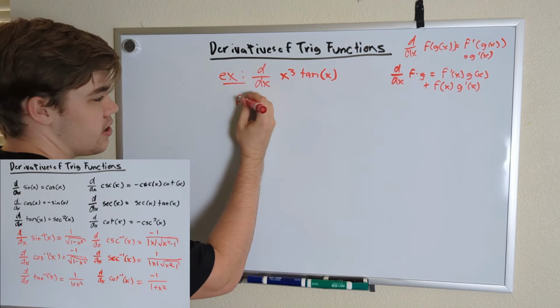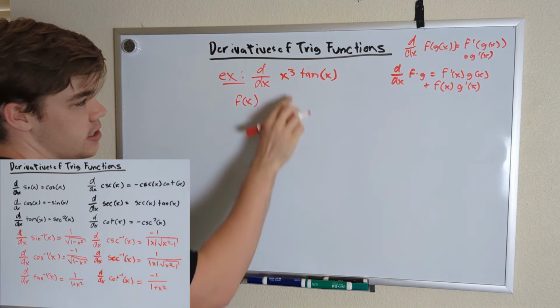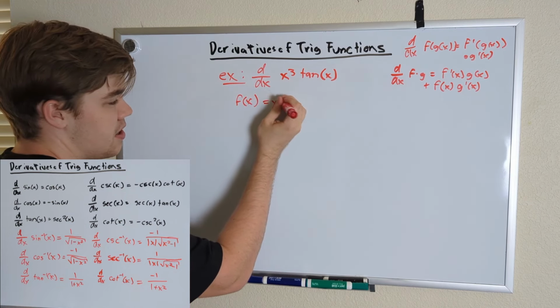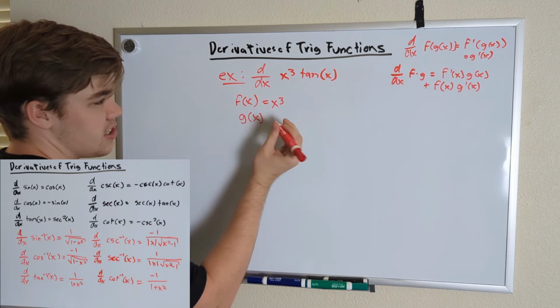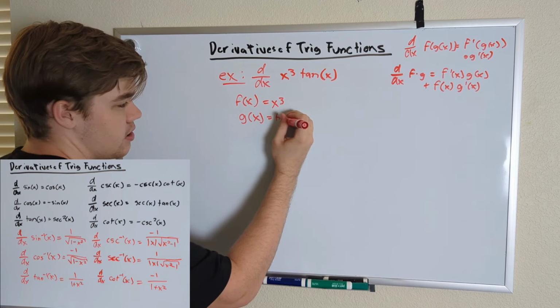So f of x is our first function. We can choose either one as f of x, but I'm going to choose x cubed because it's the first one I see. And g of x is just our other function, which in this case is tangent x.